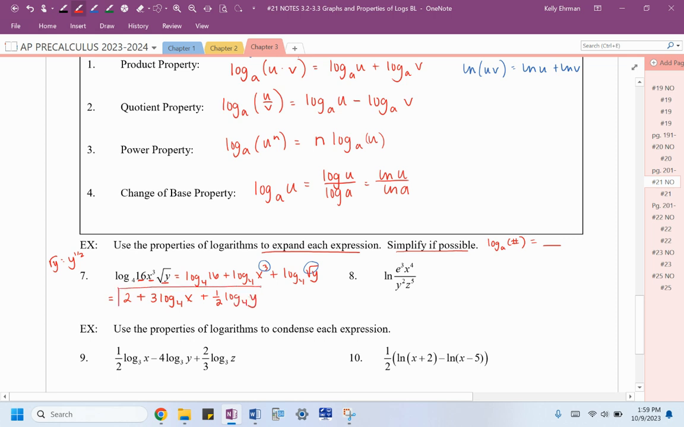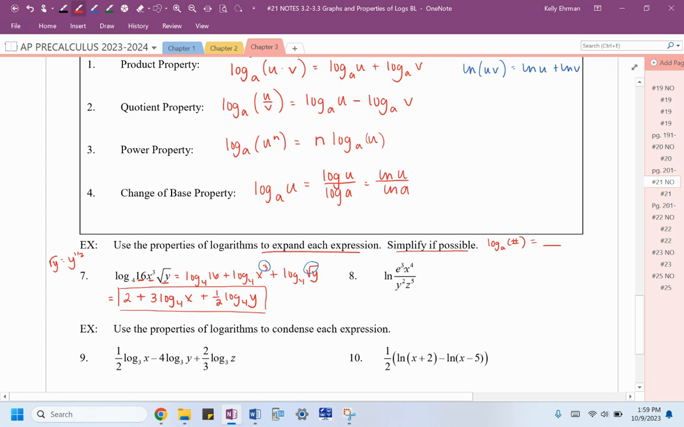Make sure that you're writing the base number. It's wrong to say that this equals log x, log y. That would be incorrect. It's the base number that matters. These properties are only true, by the way, if the base numbers all match.